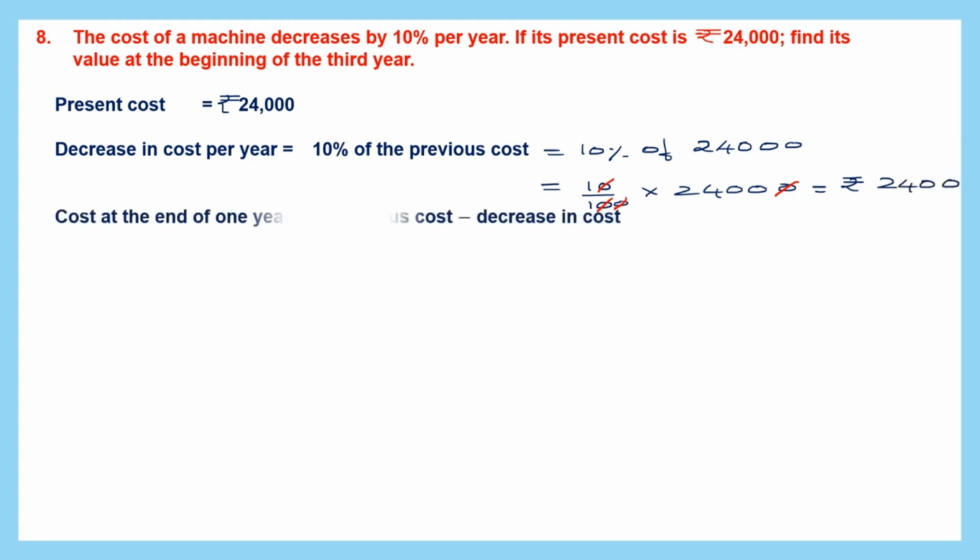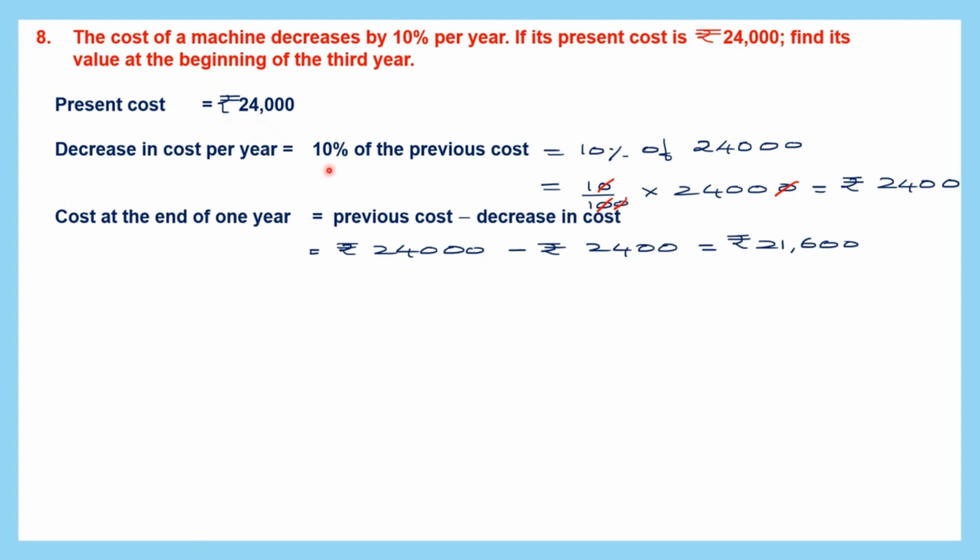So now the cost at the end of 1 year. At the end of 1 year, what will the cost be? The previous cost minus the decrease in cost. So previous cost is 24,000 rupees minus the decrease in cost is 2,400 rupees. So this will be the cost at the end of 1 year. So when you subtract these two, you get 21,600. So this is 21,600 rupees. So can you see at the beginning of the year it was 24,000 rupees.